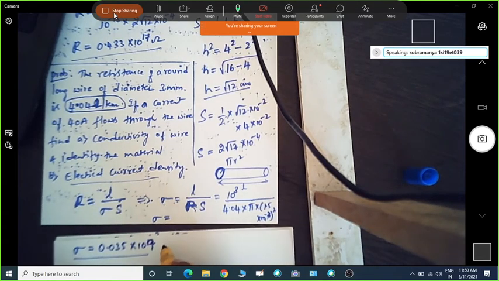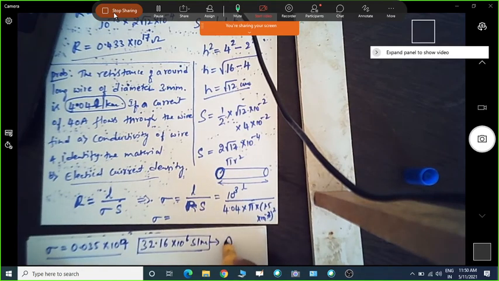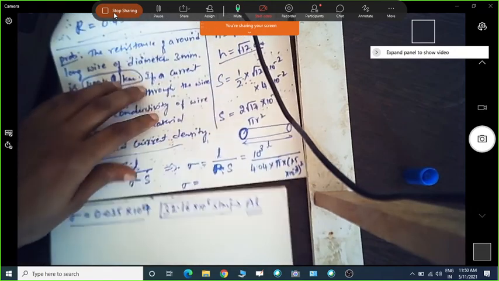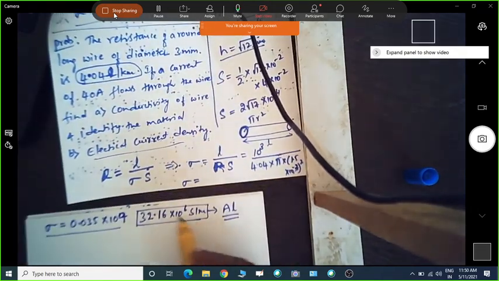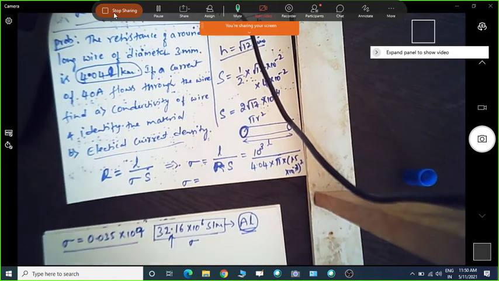2.16 into 10 power 6. Okay, 10 power 6 Siemens per meter. So now this conductivity belongs to the material aluminum. You can search on the net, or find the nearest value of the conductivity of aluminum. So the material which has a conductivity of this value is aluminum.